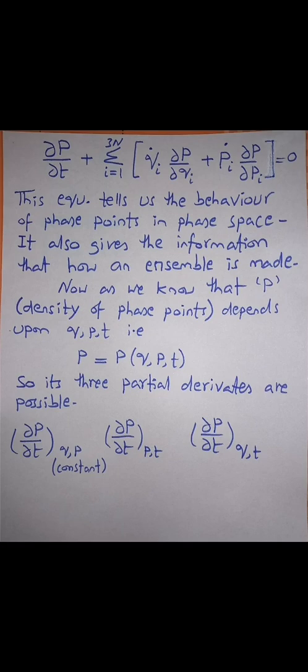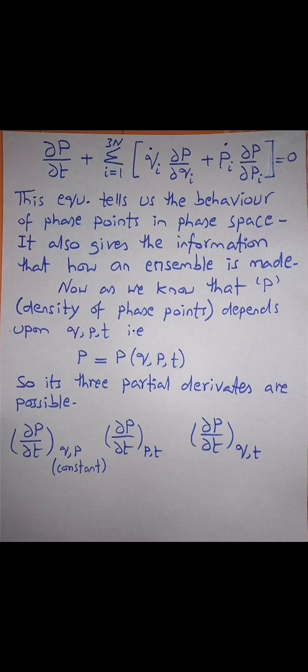This equation also gave us information on how an ensemble is made. As we discussed in the previous lecture, ρ is the density of phase points, and it is a function of q, p and t, where q is the position, p is the momentum and t is the time. Let's name the second equation as equation 2 and the first equation as equation 1.